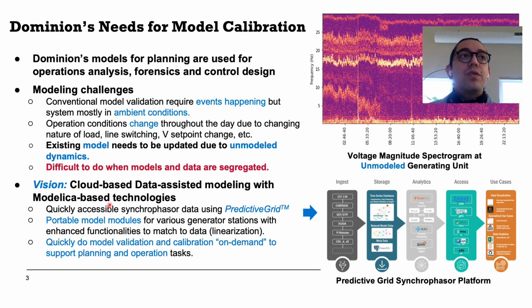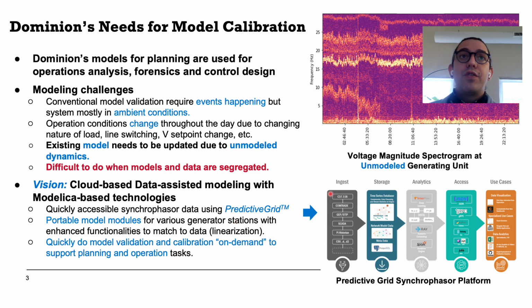So the vision is to use a cloud-based data-assisted modeling approach using Modelica-based technologies. This will be deployed in Dominion's Synchrophasor cloud-based platform called Predictive Grid. Here, the idea is to create portable model modules for each of the power stations and apply advanced techniques such as linearization so that we can replicate these spectrograms. This will allow us to quickly do model validation and calibration on demand, either when you have events or during ambient conditions. And this should support planning and operation tasks.